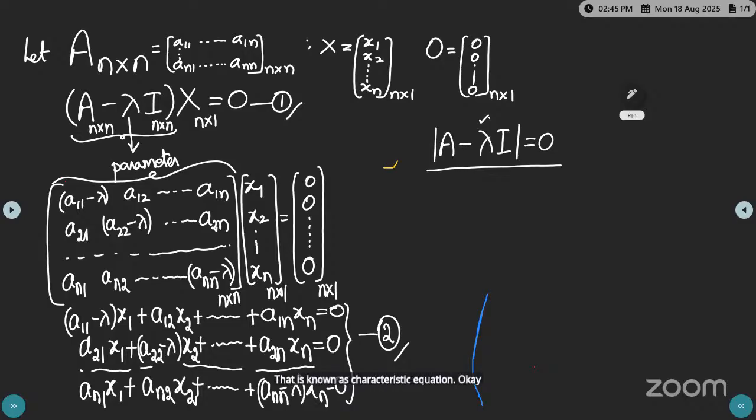Since A is of order n by n, we get n number of values for lambda. Those values are known as characteristic values or characteristic numbers, eigenvalues, or characteristic roots, or latent roots. All those you have written. Just briefly, for those who came today only, I'm just giving this. Already I have given the complete notes.